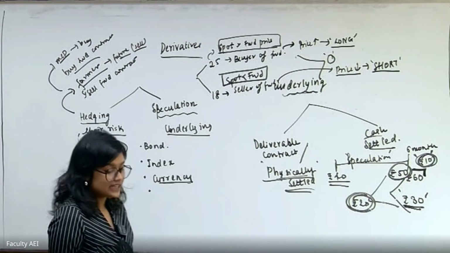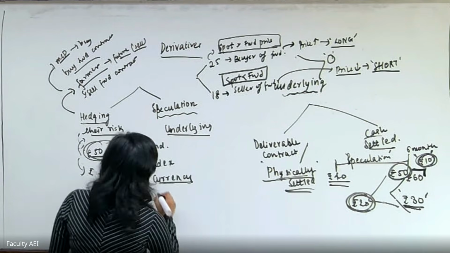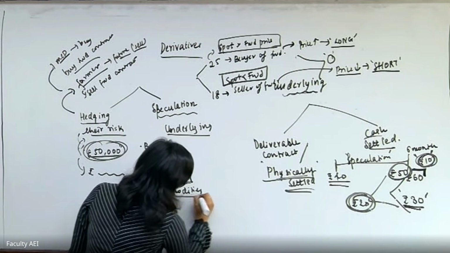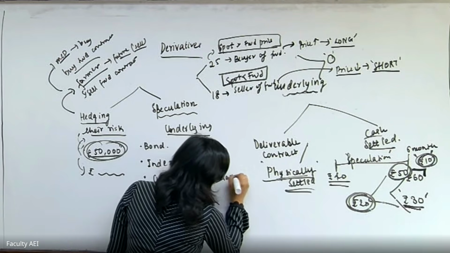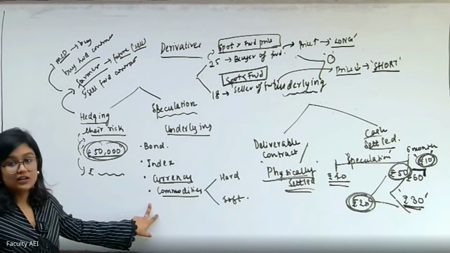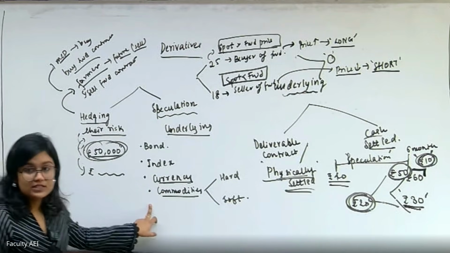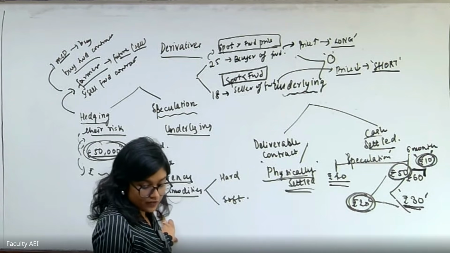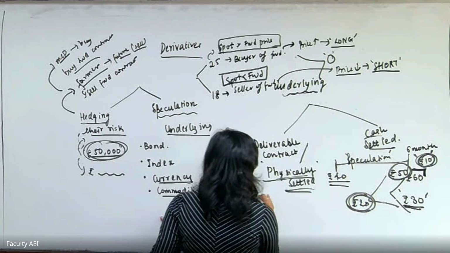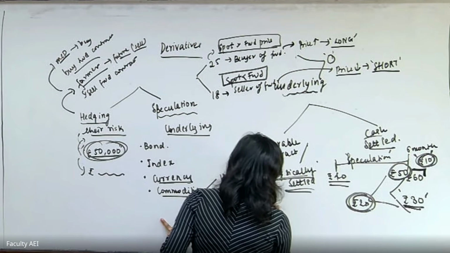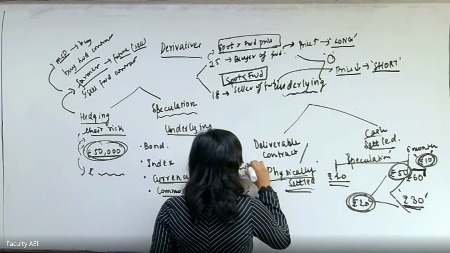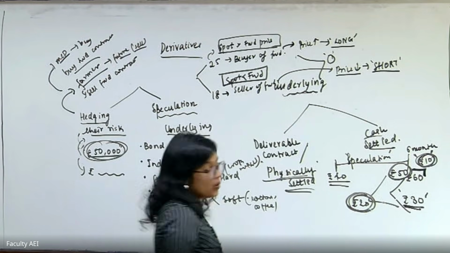So your currency can also be the underlying instrument. Commodities can be underlying instruments, like we discussed. Commodities can be hard commodities or soft commodities. We have discussed the case of McDonald's and the farmer. So that was a case of commodities. Soft commodities can be what? It can be cotton, coffee. Hard commodities can be crop, metals, that is gold, silver.